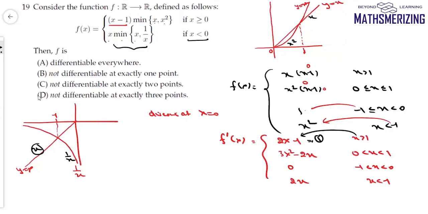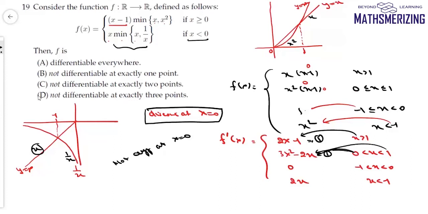And if I put x as 1 here, I'll get 3 minus 2, which is 1 again. So that means this function is differentiable at x equal to 1. Now what about 0? We already know this function is discontinuous at x equal to 0. Now we know that if a function is discontinuous at a point, then it is not differentiable at that point. So that means this function is not differentiable at x equal to 0.